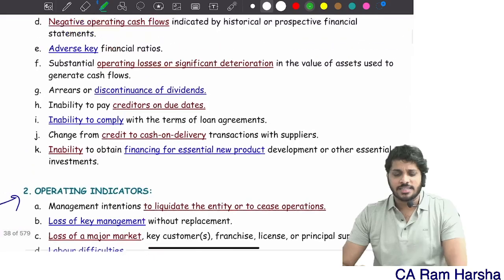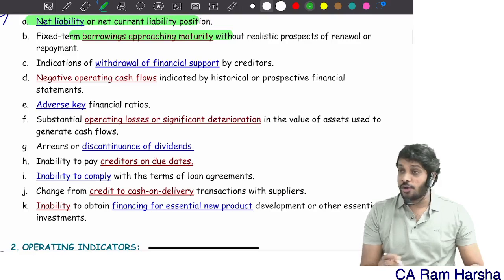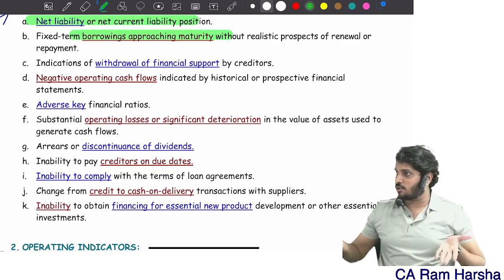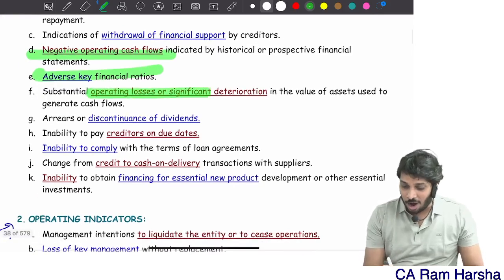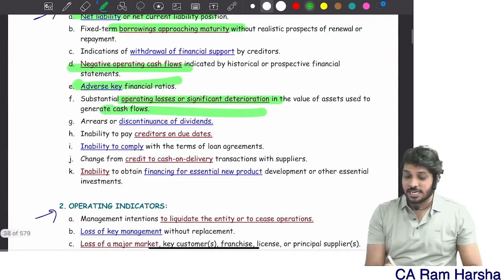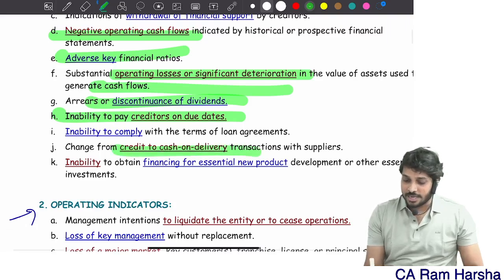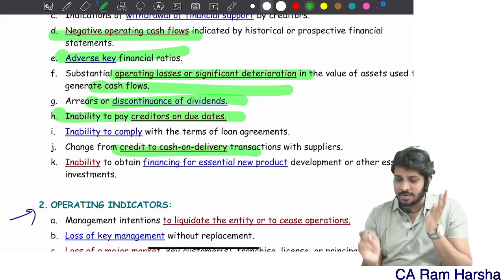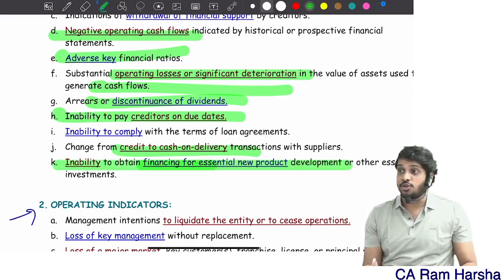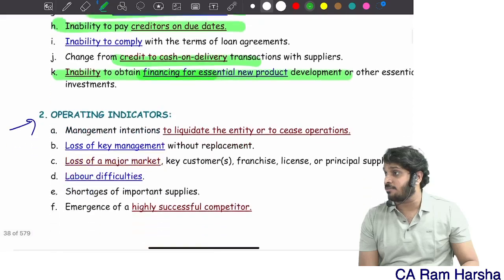By the way, what are the indicators? Financial indicators: net liability position, borrowings coming towards maturity but I don't have money. Negative cash flows, adverse ratios, operating losses, dividends discontinued just because we don't have cash. We are unable to pay creditors on the due date. Until now suppliers used to give credit, now they are only giving cash on delivery. Inability to launch a new product. These are all indicators of going concern. Financially we are unable to do.